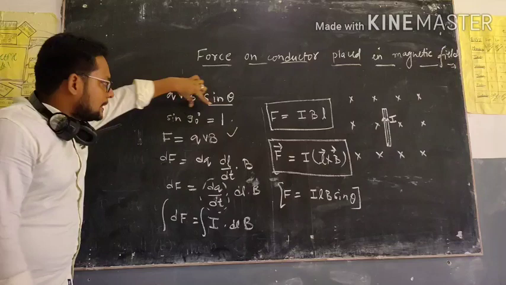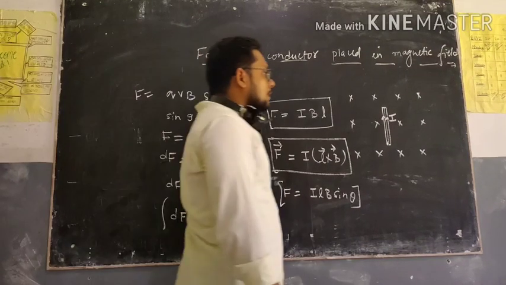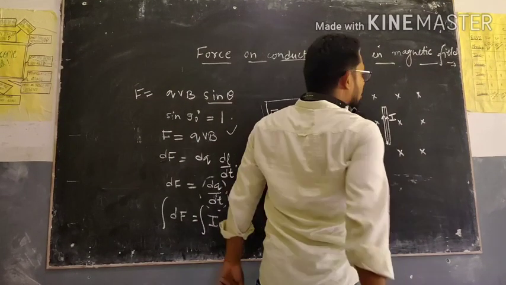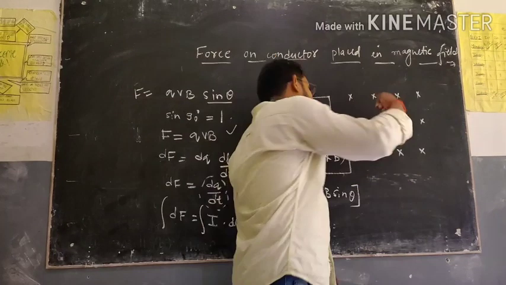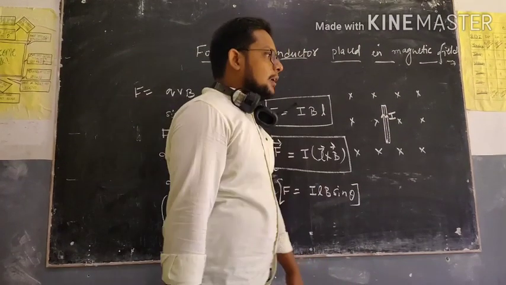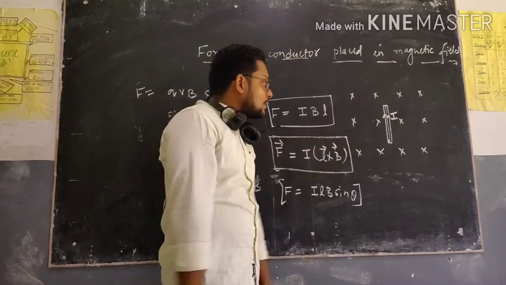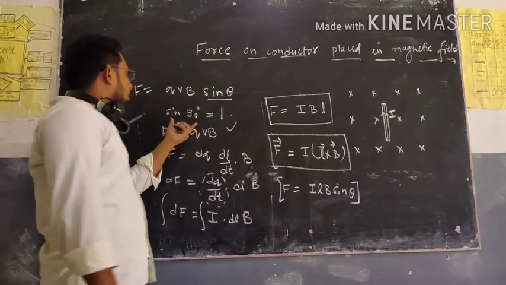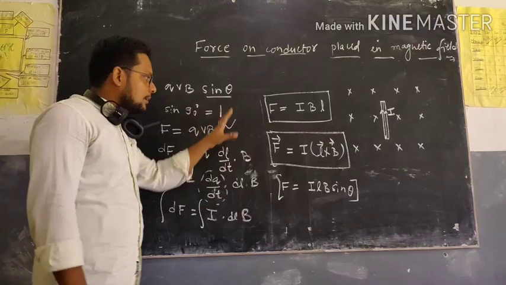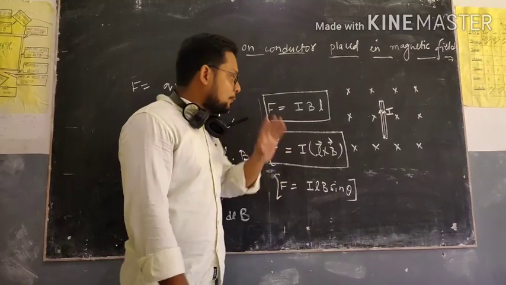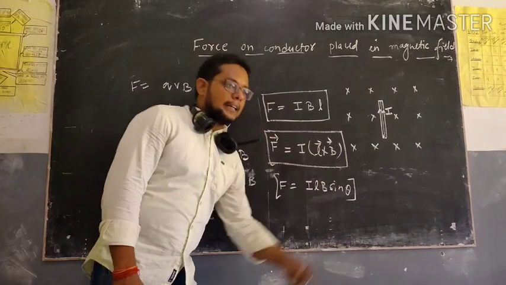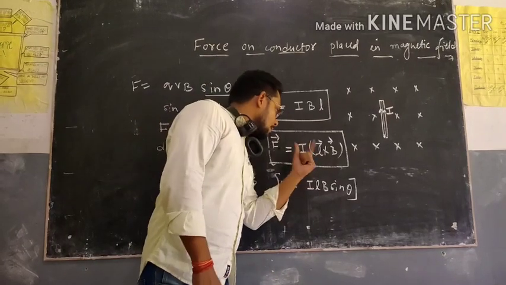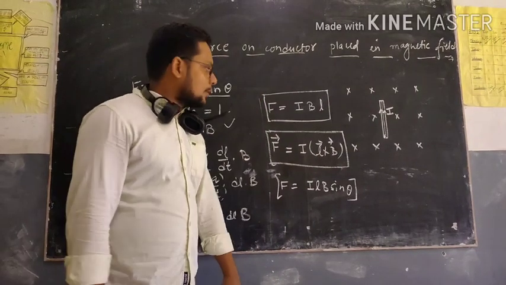Earlier I wrote sin 90 is equal to 1 because the direction of current is upward and the direction of magnetic field is perpendicularly inwards, so the angle between them was 90 degree. So for a condition, I wrote sin 90 is 1. But if we extract out the force, it comes out to be ILB sin theta, and in vector form it is written as I into L cross B.